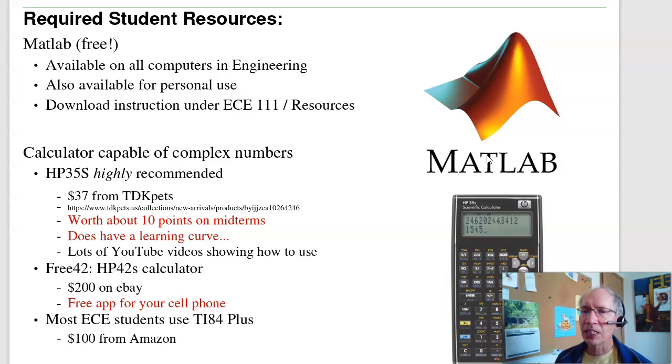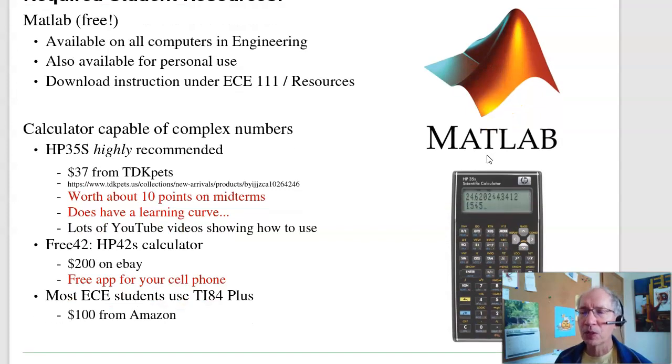You're going to need a calculator that can do complex numbers. When you get to Circuits 1 and Circuits 2, we live and breathe complex numbers. You need a calculator that does complex numbers by the time you get to those two classes. What you pick is up to you. I highly recommend the HP35S calculator. It's worth about 10 points on midterms. Prior to the pandemic, they were about 37 bucks. Occasionally you could get them for 20 bucks on eBay. Since the pandemic, they shot up to about $300 each.